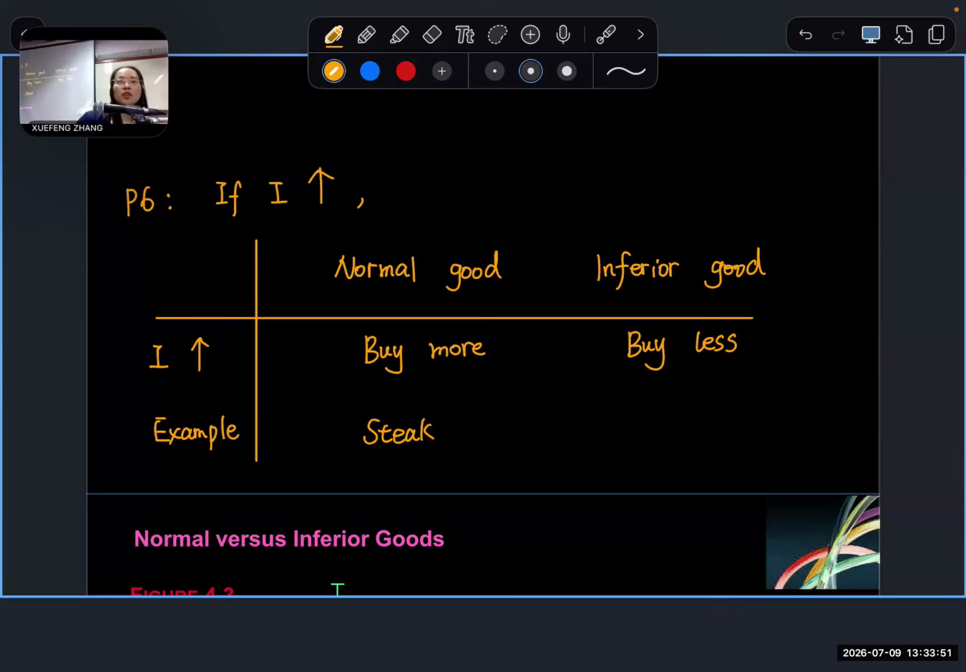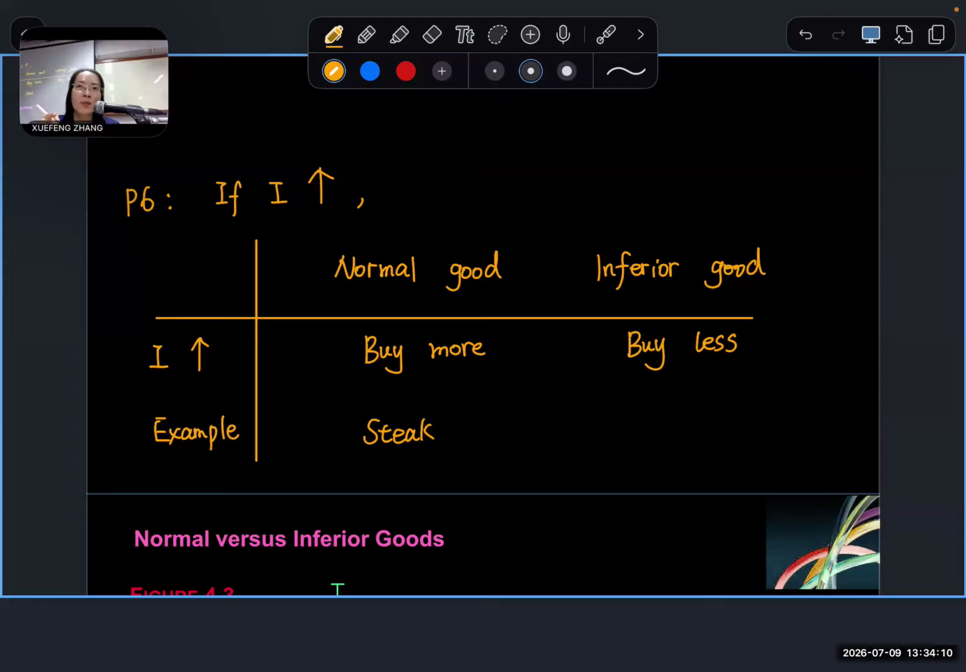Yeah, cup noodles. Do Thai students like eating instant noodles? You like it? So if you have more income, you're gonna buy more. That means it's normal good for you.